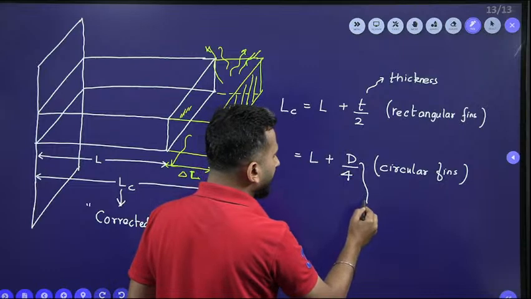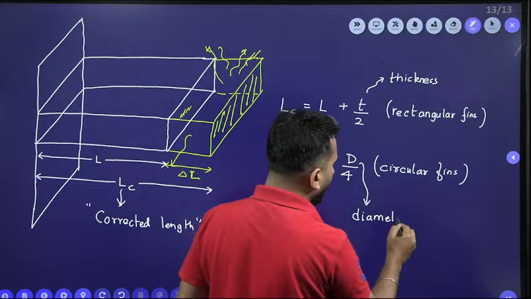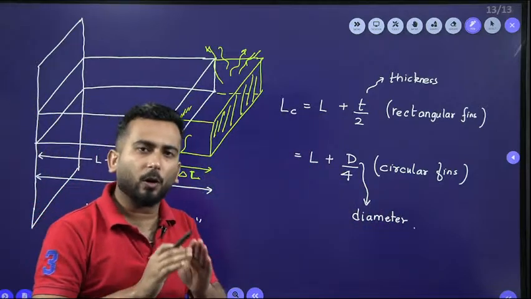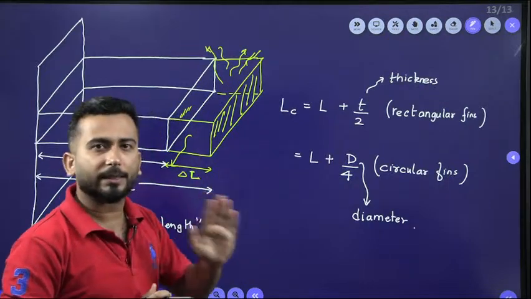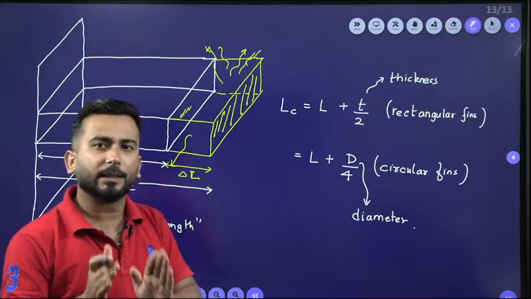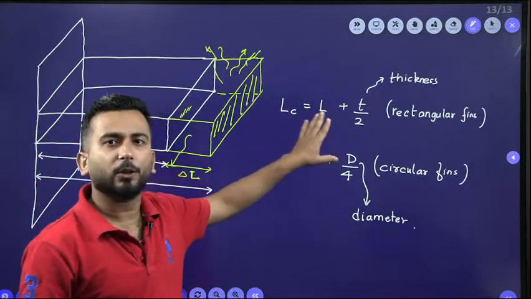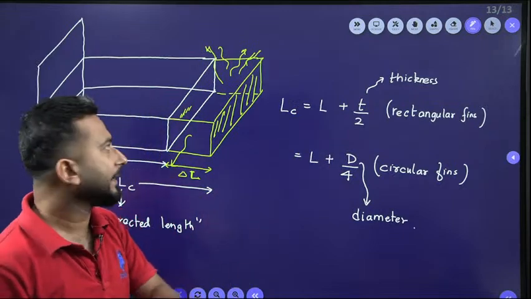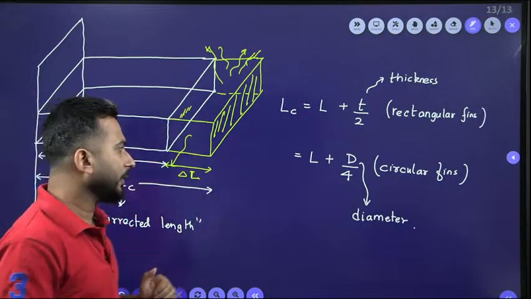Obviously, D is the diameter. Only this change you will have to make, and rest all the formula will remain the same. All the cases will be of the second case only. Rest everything is same, just in place of L you have to use LC. Rest all the formula will remain the same.